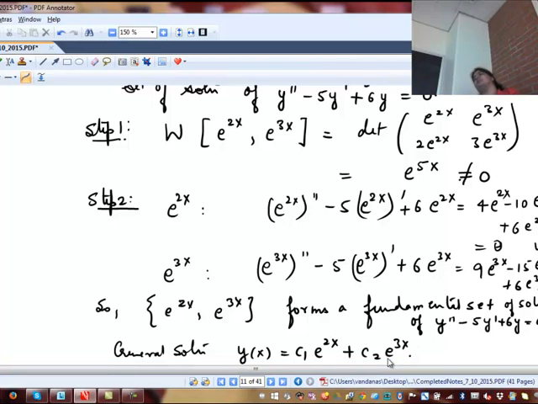Now, why did somebody pick the terminology fundamental set? Is there a reason behind saying it as a fundamental set of solutions? And why, from a fundamental set, if we take a linear combination, do we get everything? If you understand the answer to this question, then you have got this concept completely.